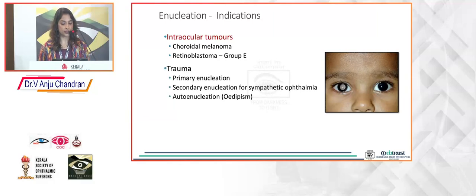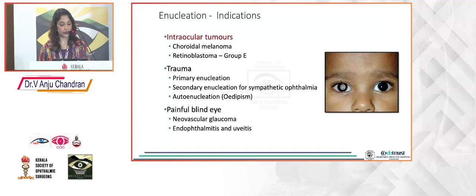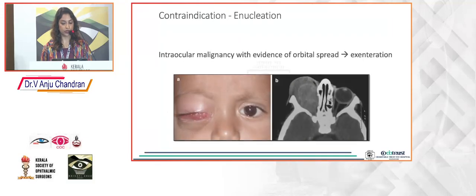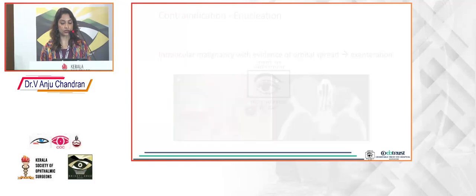to other treatments. And trauma, we generally do not do an enucleation unless the globe cannot be salvaged. And painful blind eye conditions, but now it is a relative indication. Of course, as part of an eye donation, we remove the entire globe. It is contraindicated when you have an intraocular malignancy with evidence of orbital spread. In that case, you should consider an exenteration.